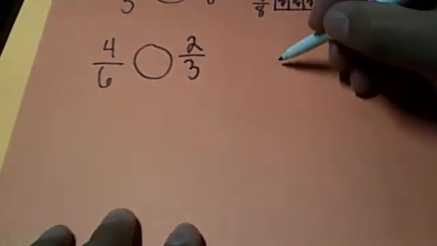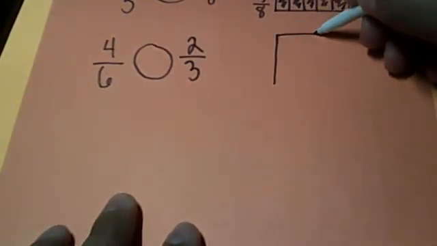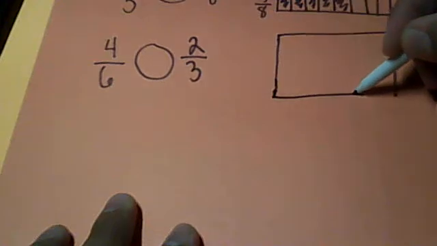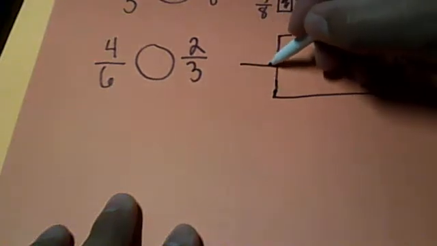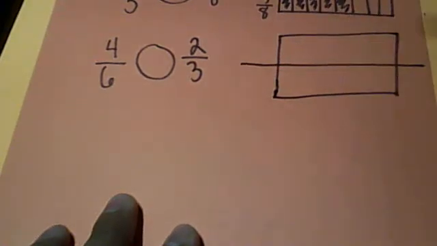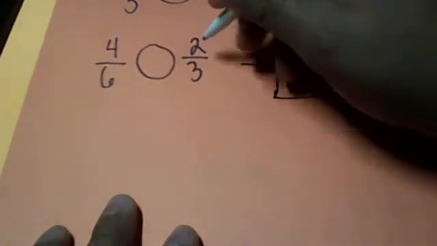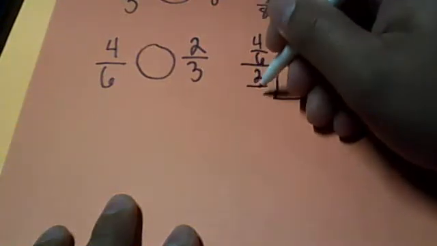4/6 is less than, greater than, equal to 2/3. Again, I'll make my big square, and we're gonna turn this square into a strip diagram. And then I just split it in half. Okay. The first part, I'm going to take the first fraction, which is 4/6. Second part, I'm going to take the 2/3.